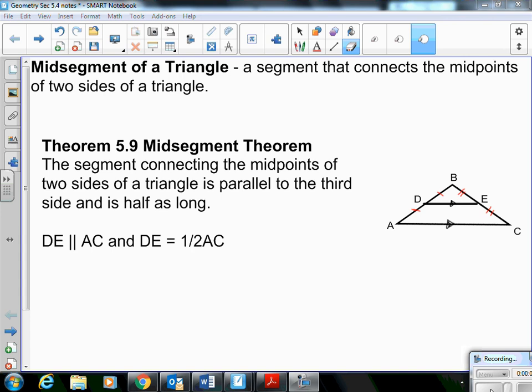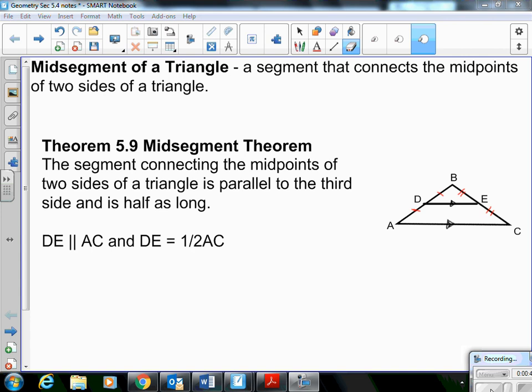Alright, so section 5.4, all about mid-segments of a triangle. A mid-segment is a segment that connects the midpoints of two sides of a triangle. So it goes from one midpoint on one side to the midpoint on another side. And just like everything else, we can have three of them in a triangle since we have three sides. But mid-segments, unlike all the other segments we've covered recently, will not be concurrent, which means that they're not going to all intersect at the same spot.